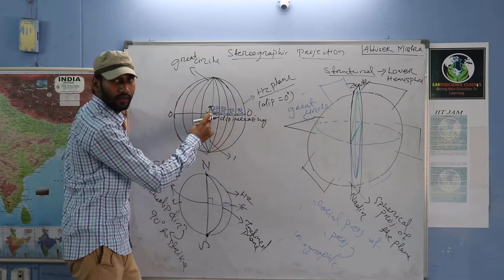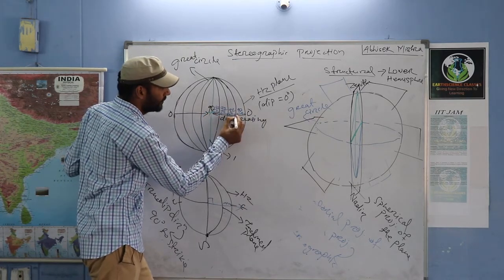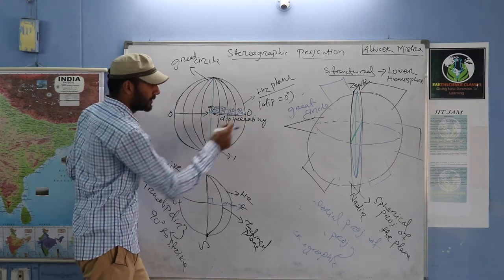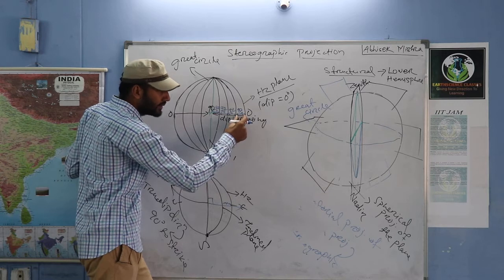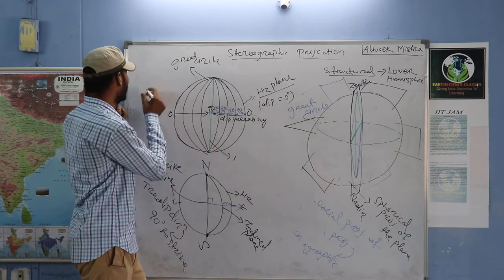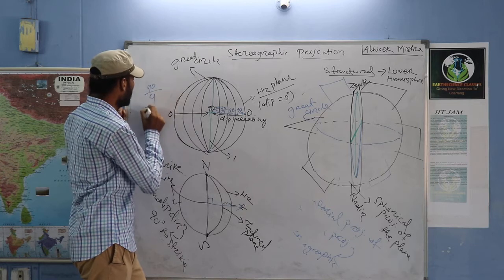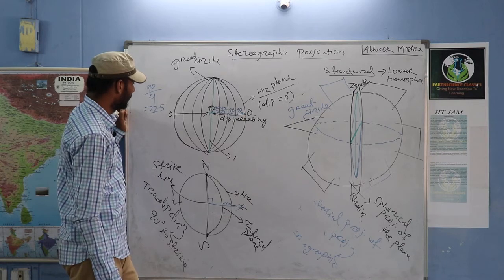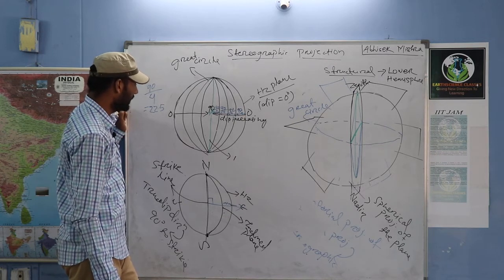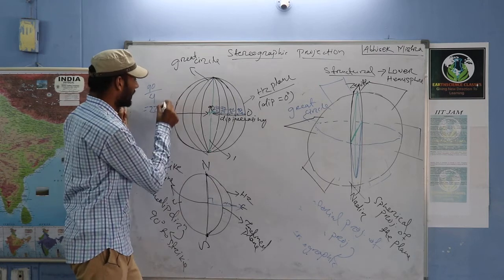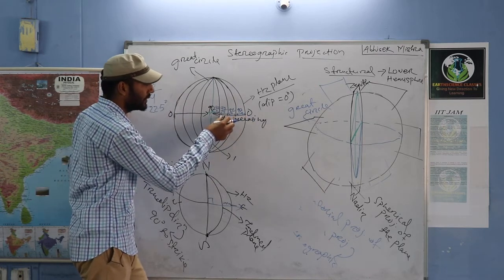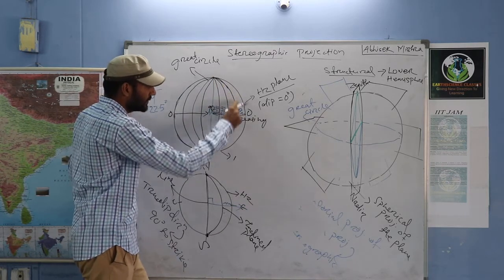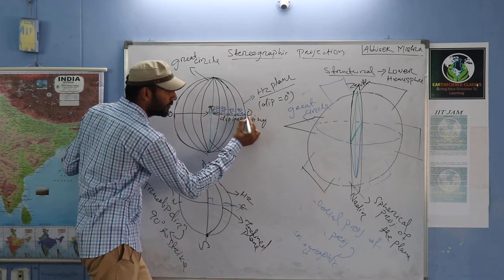At the center you are getting 90 degrees, and I have drawn 3 great circles. That means I have made it 4 parts. So this is 90 by 4 degrees. 90 by 4 means 22.5 degrees. So this is 22.5 degrees, 22.5 degrees, 22.5 degrees, and 22.5 degrees. That means this bed is dipping 22.5 degrees towards east.